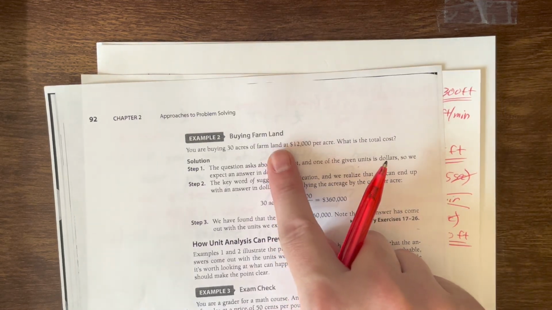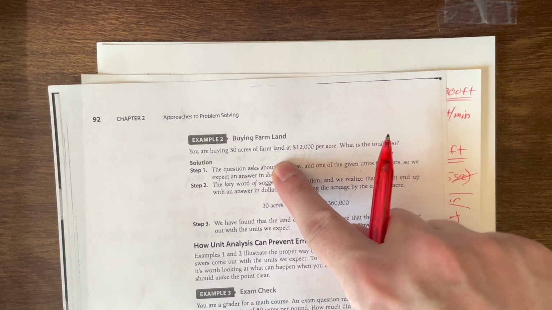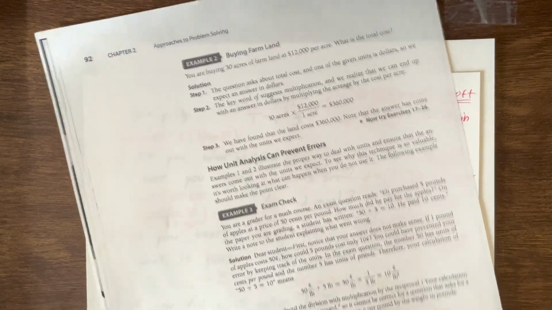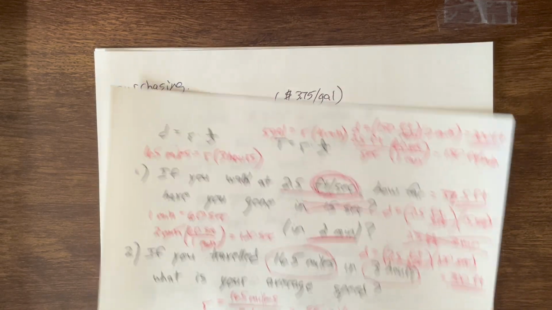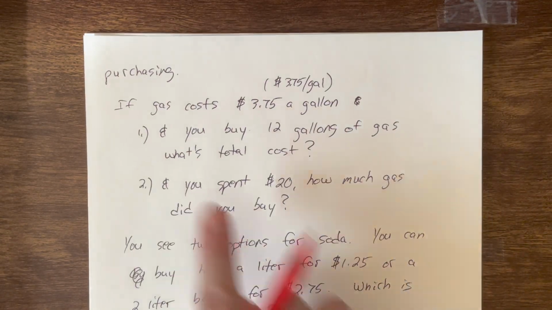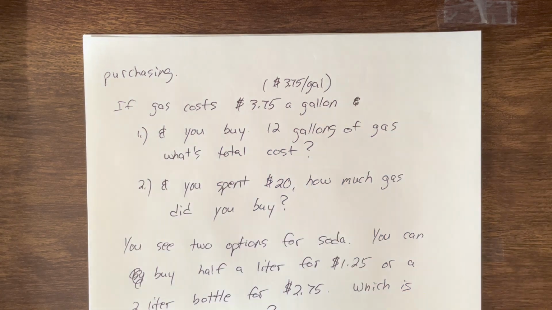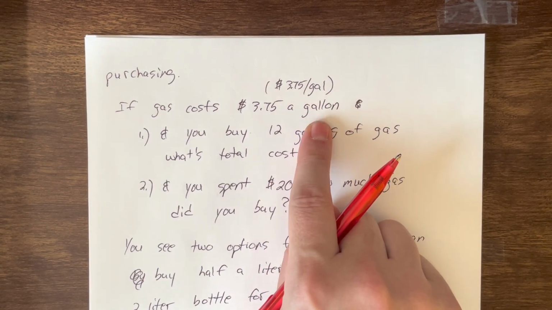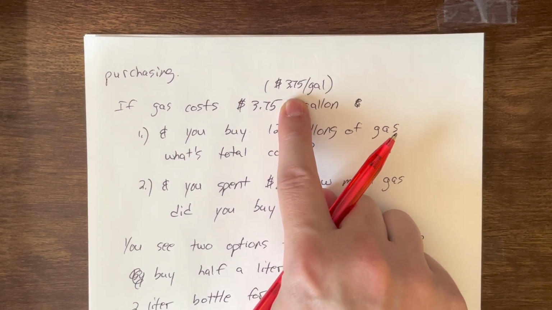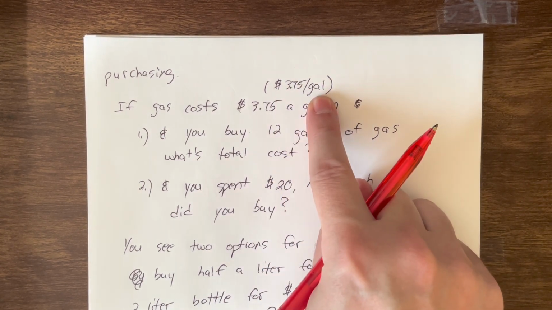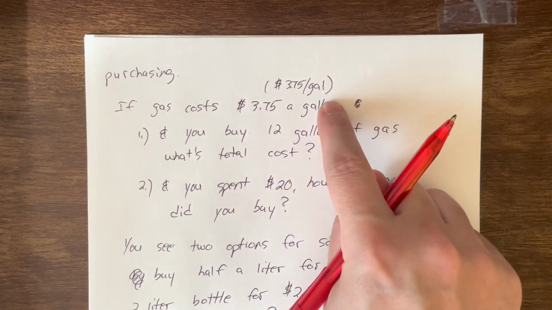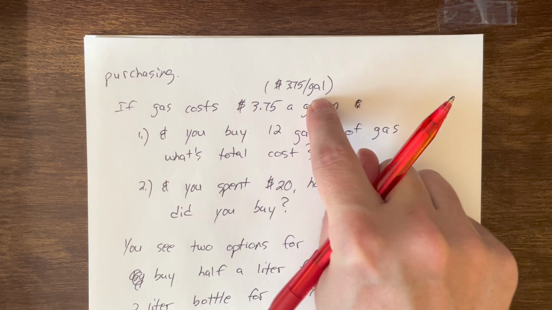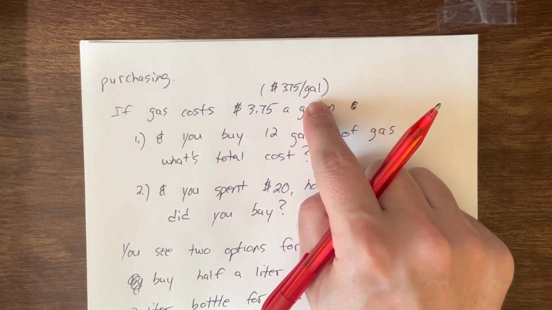They've got a nice example with buying acreage, and then at the bottom here, they do a nice price comparison example. Let's do a fresh one ourselves. Let's do a purchasing problem, and let's focus on gasoline. If gas costs $3.75 a gallon, which just to translate, that's $3.75 per gallon, there's a rate. But my rate this time doesn't include time. That's what I was trying to emphasize at the very beginning here.